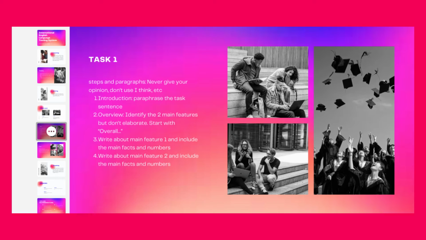Okay, in task 1, the first rule is to never give your opinion. Don't use I think or I believe. It is not about you, it's about the numbers in the graphics. We were taught that this text is divided into 4 parts: introduction, overview, and then you write about main feature 1 and include the main facts and numbers, and then in another paragraph write about main feature 2 and include their numbers too.